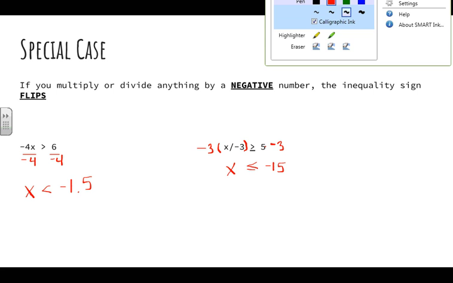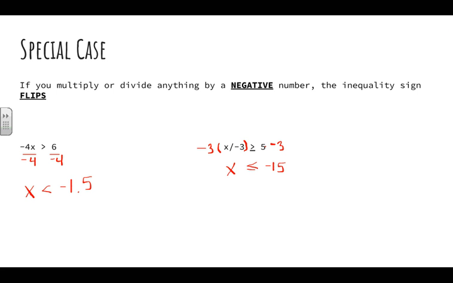Now, you might be wondering, why do we have to do this? So I'll show you. We're going to pick a value for x that is true. So if x has got to be less than negative 1.5, let's go with negative 2. Let's say that x is negative 2, and let's plug it into both of our inequalities.